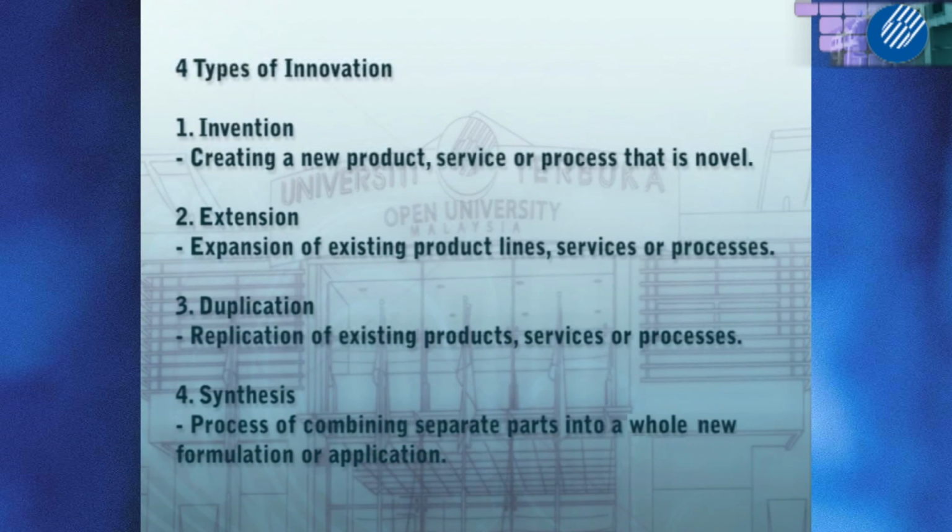Let's now move on to discuss the 4 types of innovation. The first one is invention, which is the act of creating a new product, service, or process that is totally novel in nature. For example, the invention of the telegraph by Samuel Morse. The second one is extension, which is the expansion to existing product lines, services, or processes. For instance, Samsung extending its electric and electronic business to automobiles.